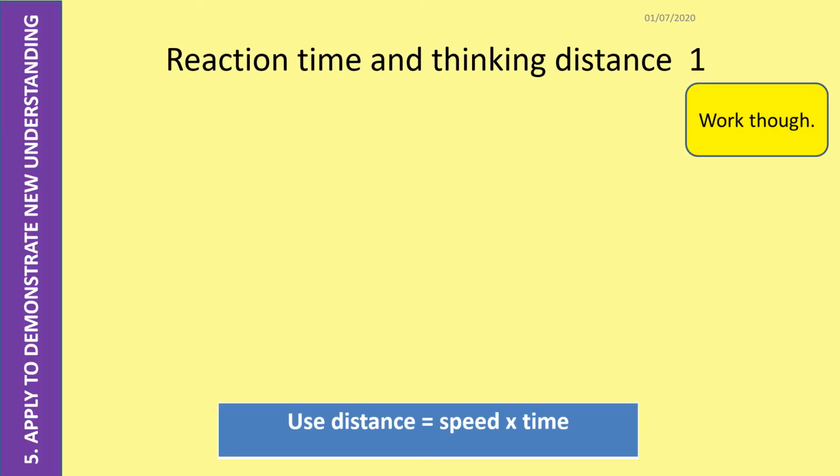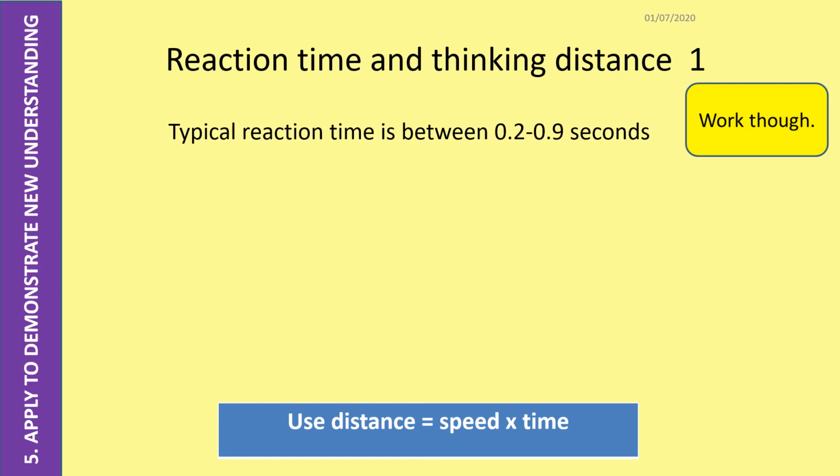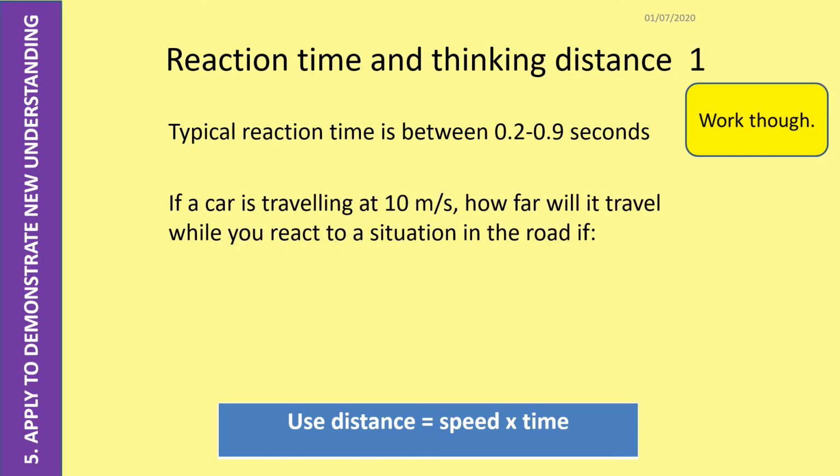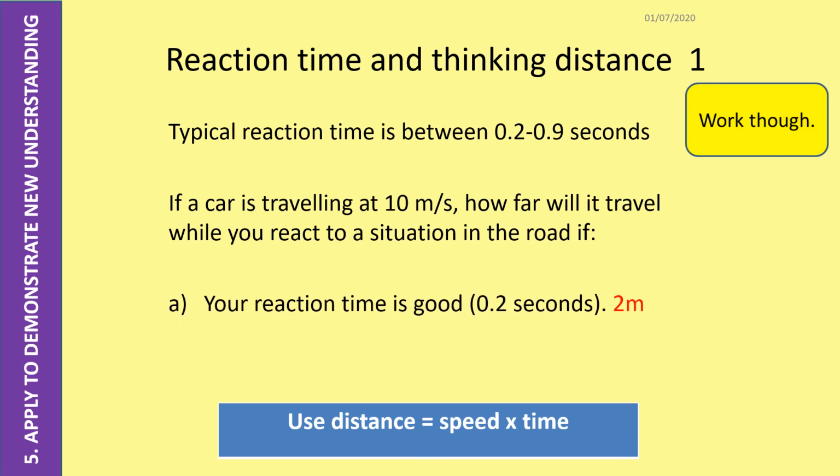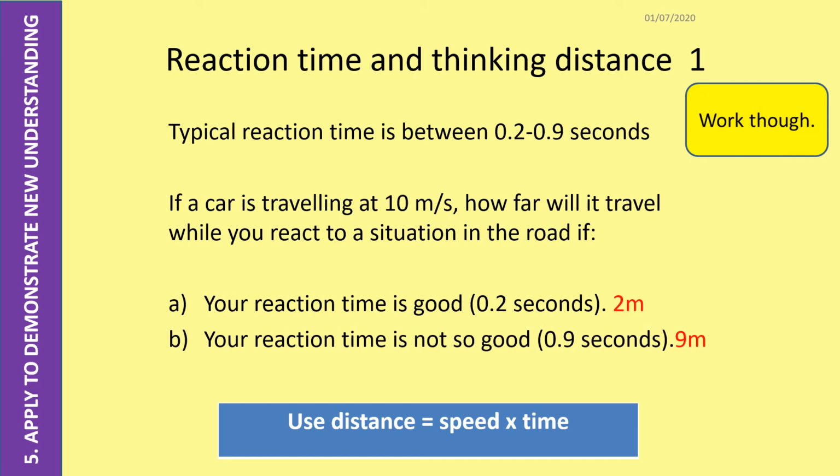Now, reaction time varies from person to person and with all of those factors that we've already discussed. But a typical reaction time is between about 0.2 and 0.9 seconds. So let's see how that affects our thinking distance. If a car is travelling at 10 meters a second, how far will it travel while you react to a situation in the road if your reaction time is good, and if your reaction time is not so good?